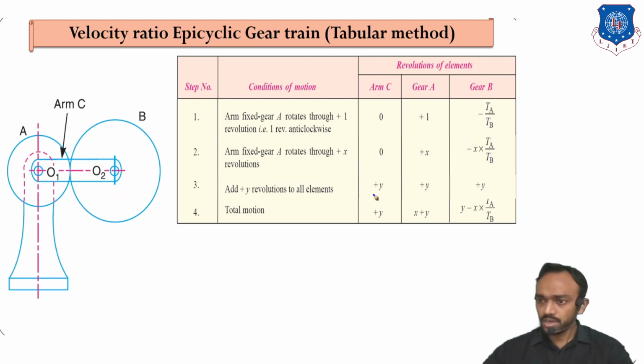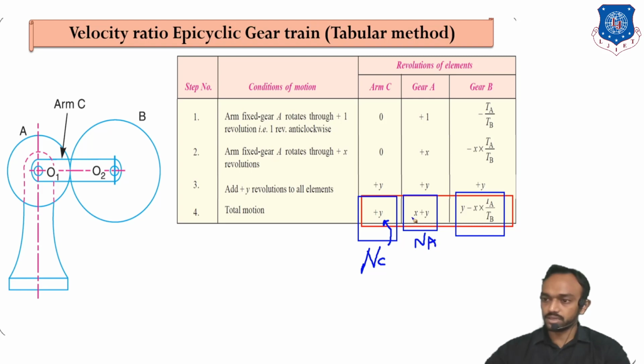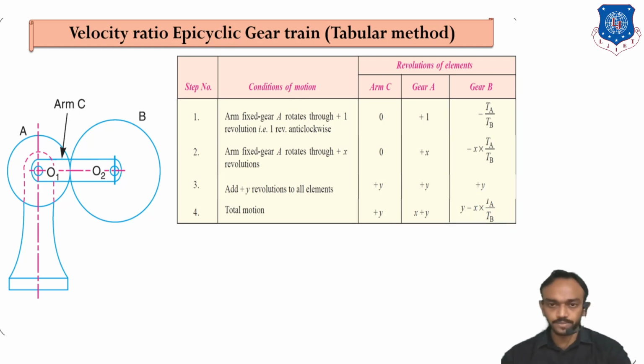Okay, after that you have added plus y in all columns, and you will find this is the main column, the output of our table. Plus y, x plus y, and y minus x TA upon TB. What do they indicate? Whenever I have some data and want to find the RPM of C, it will be considered as plus y. If I want the RPM of A, then it is x plus y, and if I want to find the RPM of B, it will be y minus x TA upon TB. Clear up to this point?